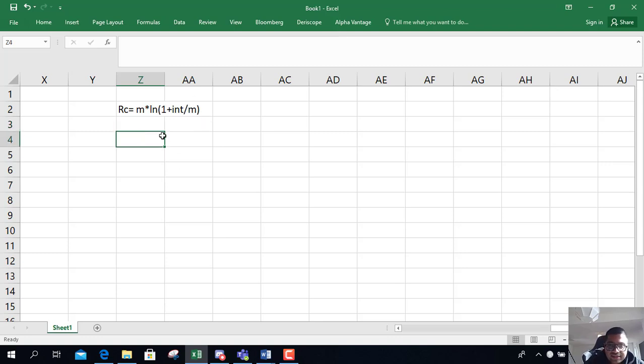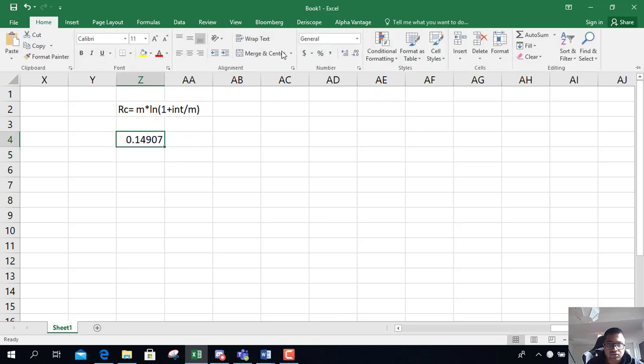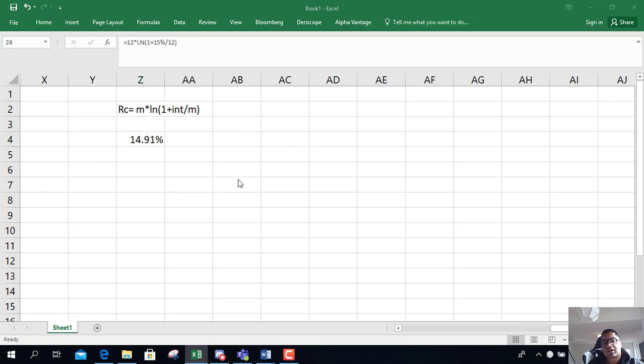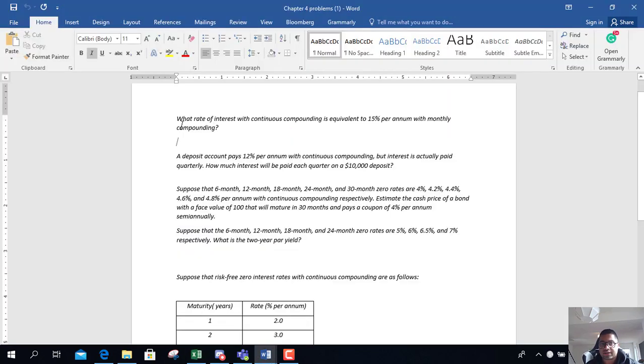If you solve this, it is monthly compounding, so the frequency of compounding is 12 multiplied by ln of 1 plus interest rate 15% divided by 12. If you solve that, it comes to 14.91%. So the answer for this is 14.91%. You have to remember this formula.